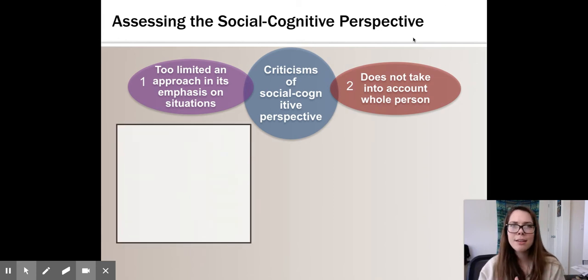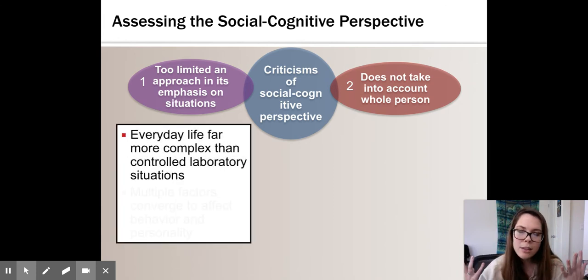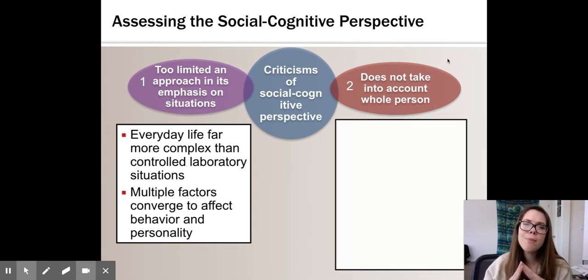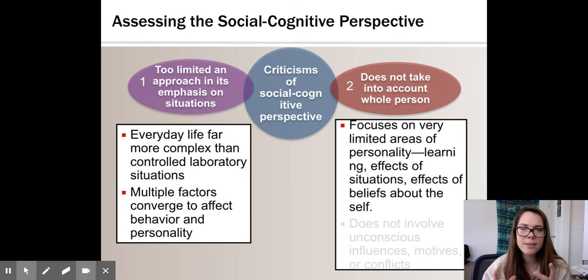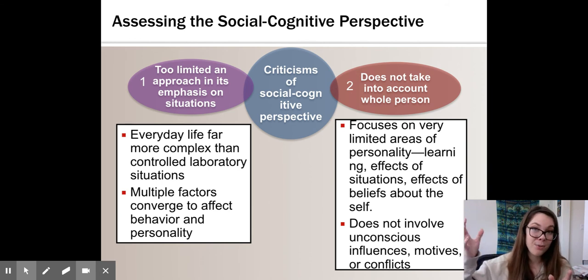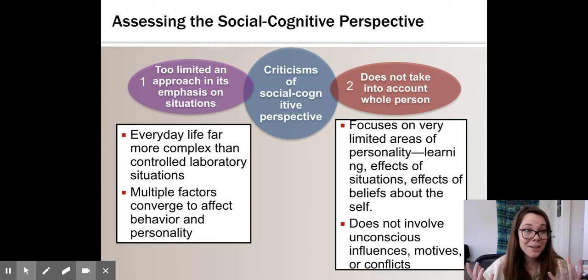So real quick, just assessing our social cognitive perspective, right? Because clearly there have to be critics, obviously. The two main criticisms of the social cognitive perspective are, first, it's too limited in its approach and its emphasis on situations. They claim that everyday life is way more complex than some of these molds that Bandura created, and that multiple factors converge in personality and behavior. And again, it's not specific enough, which is most of the critiques for all the other theories, right? Perspectives, because again, these are perspectives. It's not true for everyone, right?